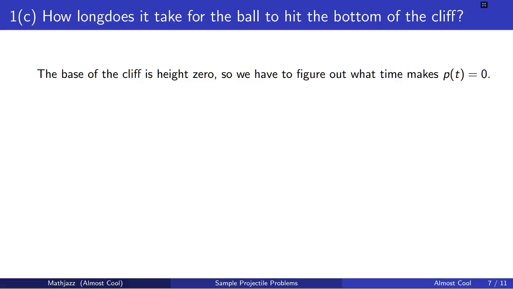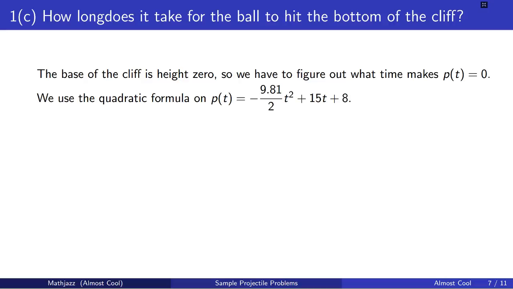C. How long does it take for the ball to hit the bottom of the cliff? So we have to figure out at what time the position equals 0, because we already decided that position 0 would be set at the bottom of the cliff. So that means that when p equals 0, we have hit the bottom of the cliff. So we just set the parabola we got from part B equal to 0. P of t equals negative 9.81 over 2 times t squared plus 15t plus 8.